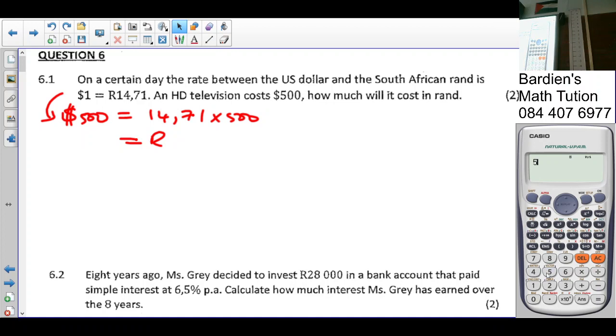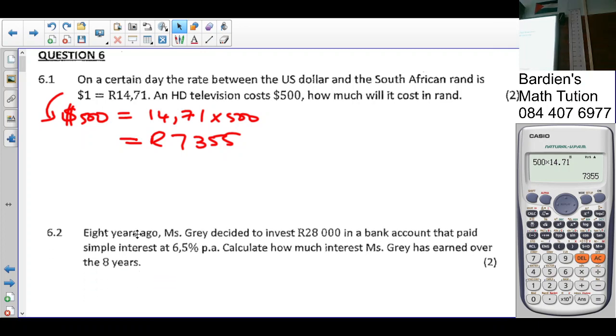So 500 multiplied by 14.71 gives us 7,355 rand. Any confusion there? What's happening? Okay, you guys understand?